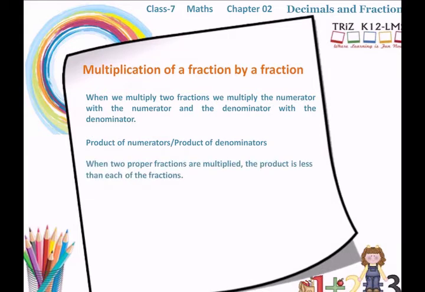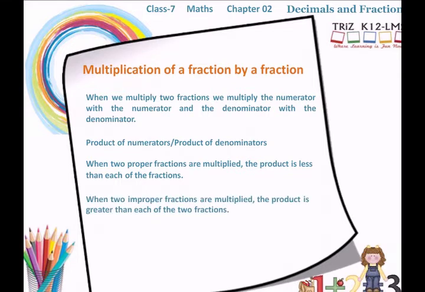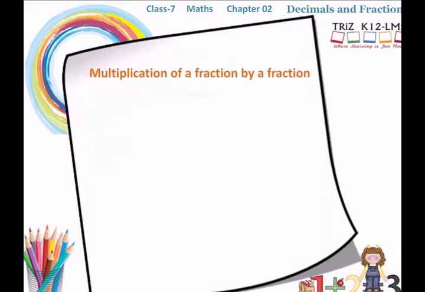When two proper fractions are multiplied, the product is less than each of the fractions. When two improper fractions are multiplied, the product is greater than each of the two fractions. Examples: 2/3 × 3/4 = 6/12 = 1/2. 8/5 × 7/3 = 56/15.